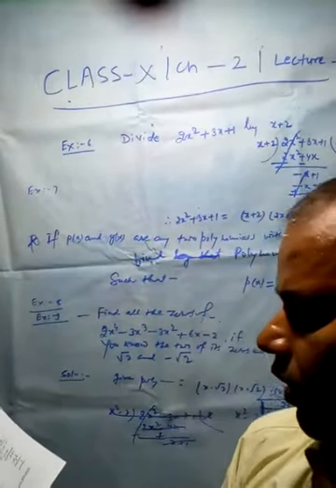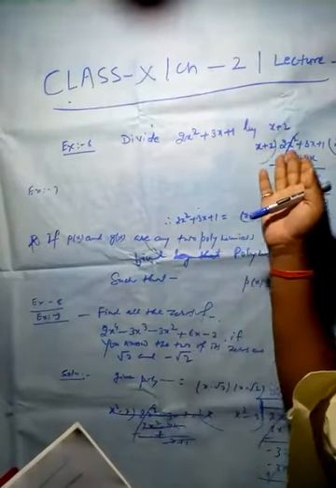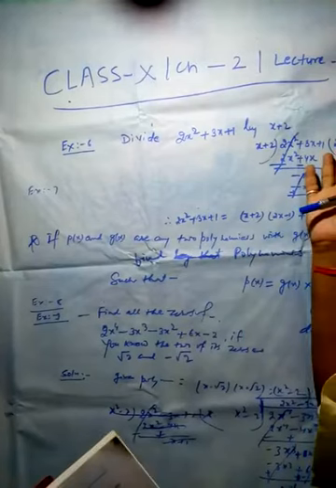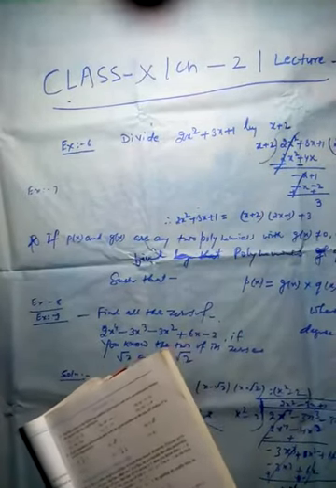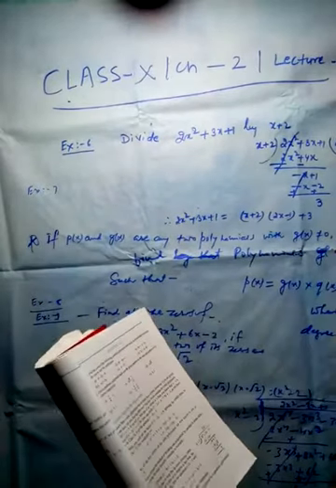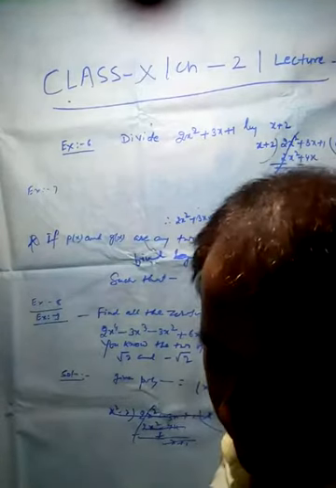Also, here you can just divide by 2x, then this term will come, and again by −1, you will get the remainder 3. So here, the remainder is 3.